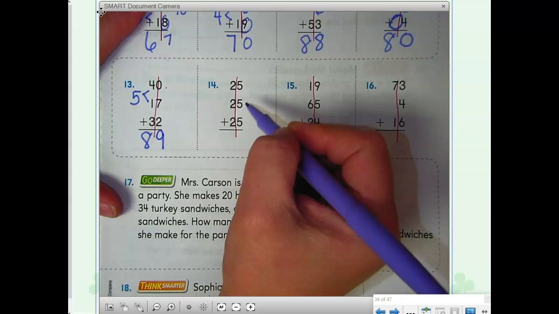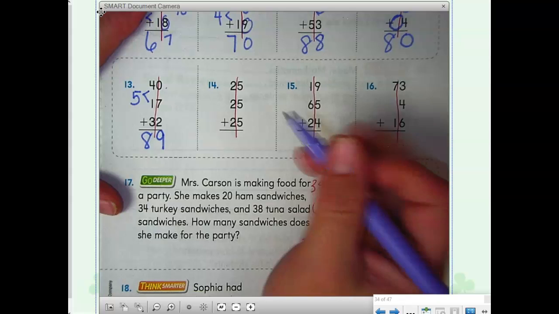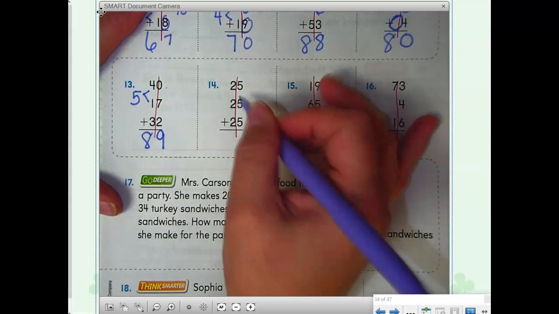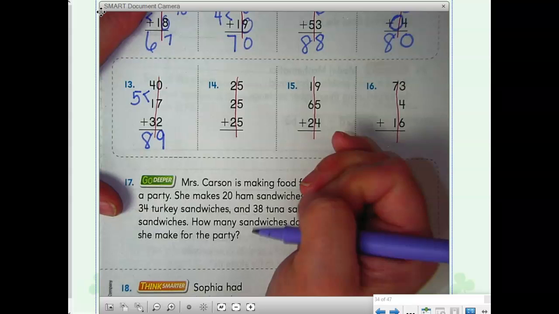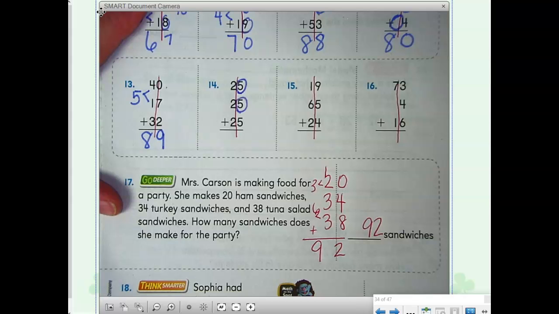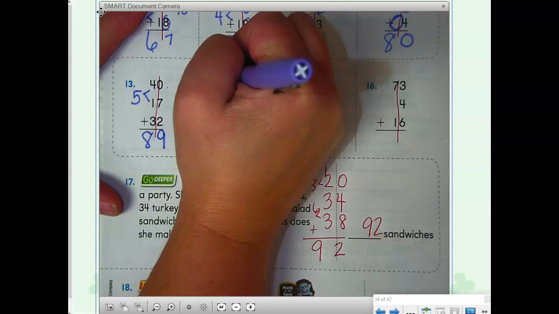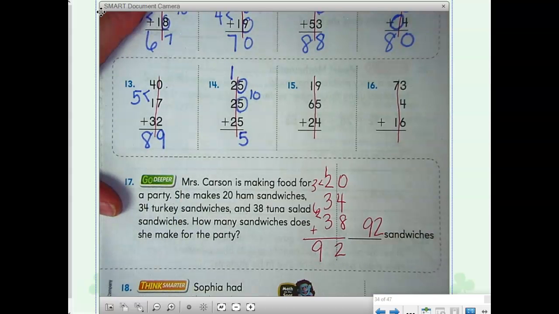Number 14. 25 plus 25 plus 25. Well, it's like having 3 quarters, right? All right, so I have the same number repeated. It's like repeated addition. So it doesn't matter which ones you circle, it's still the same thing. 5 plus 5 equals 10. What's 10 plus 5? 15. 15 is 1 ten and 5 ones.